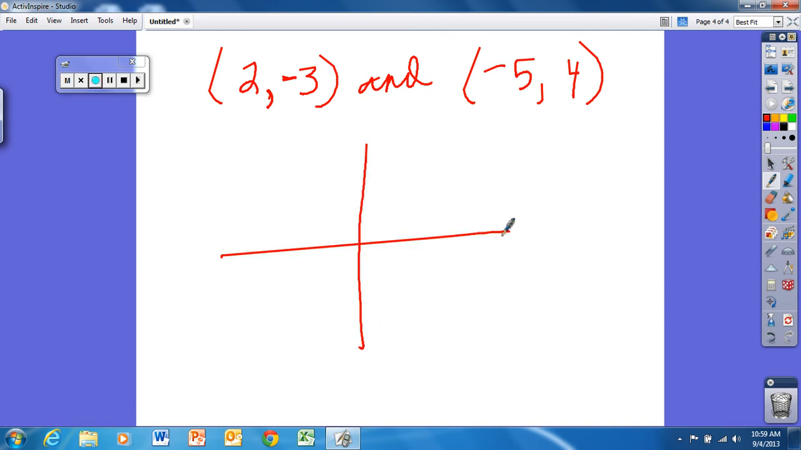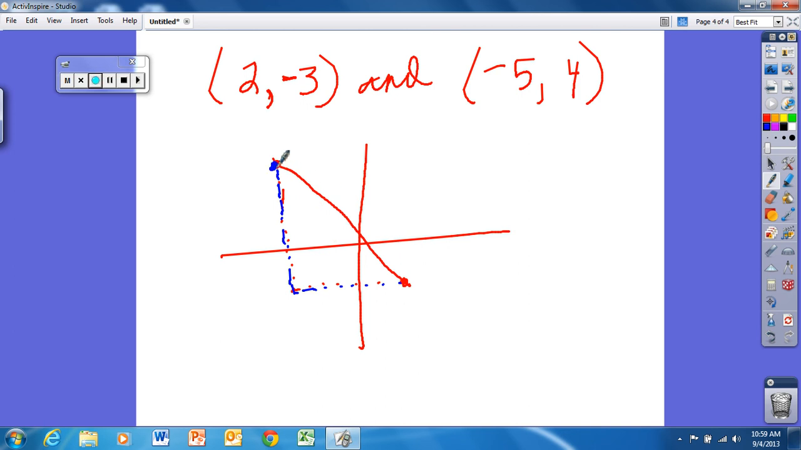Think about the points (2, -3), it's down here, and (-5, 4), which is up here. I want to know the length of that line segment. I can't very well count because it's a diagonal line, but I could draw a right triangle and use the Pythagorean theorem to determine the length of the hypotenuse. Remember, the Pythagorean theorem said this side squared plus this side squared equals this side squared.